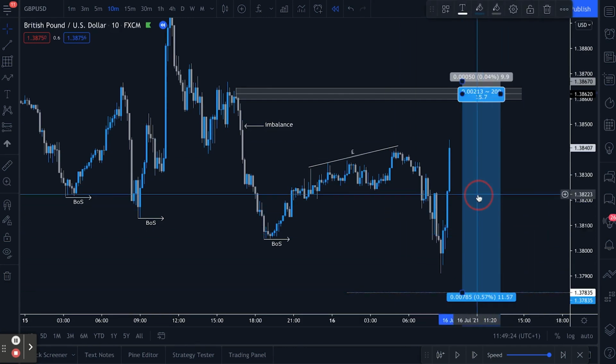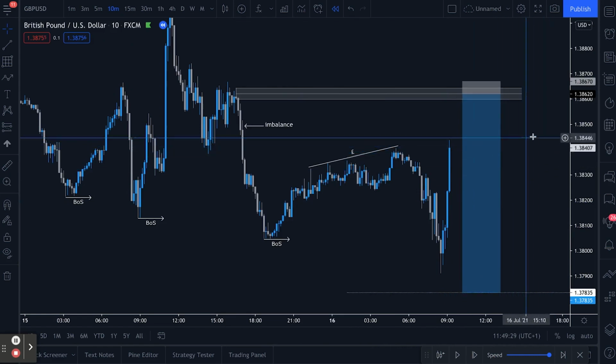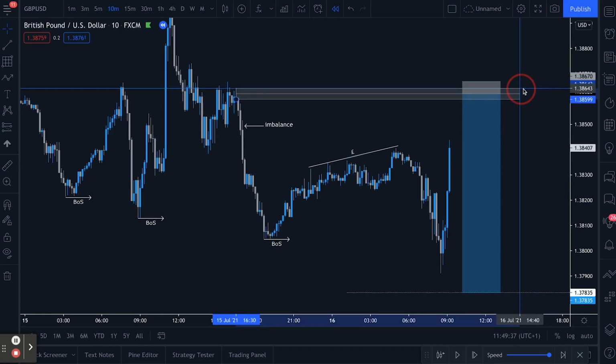But regardless, very nice profits nonetheless. So the target for this trade, 1.37835. What does that do? It brings us 15.7R. Okay, so a 15.7R potential profitable trade here if our risk entry works out.